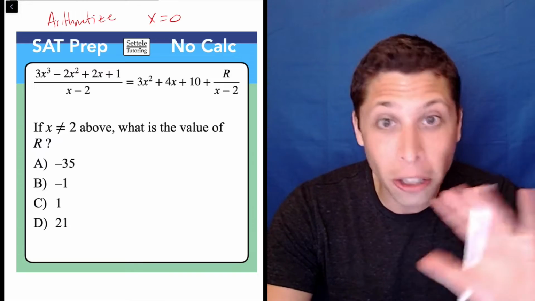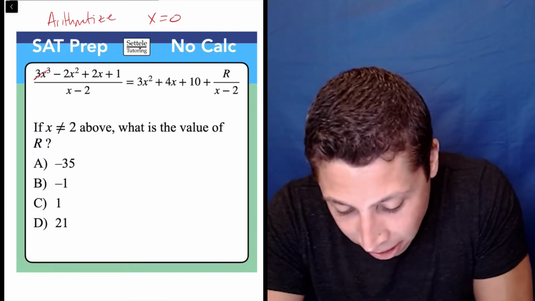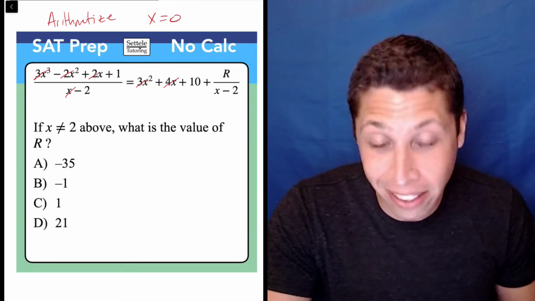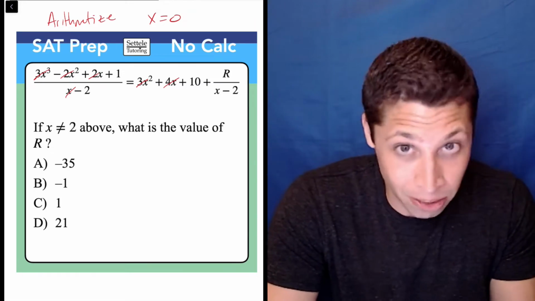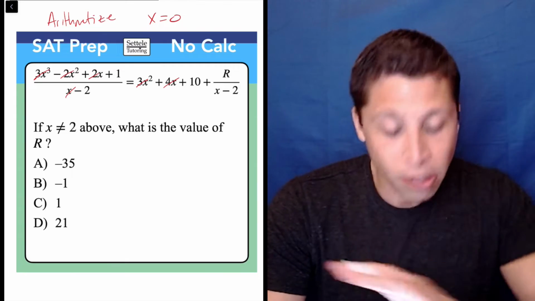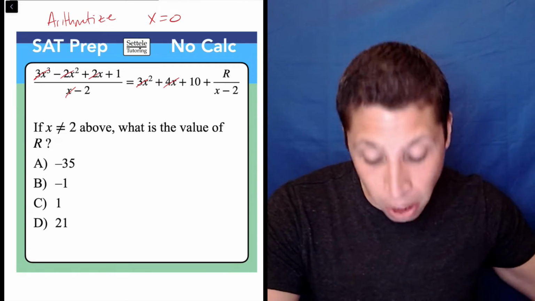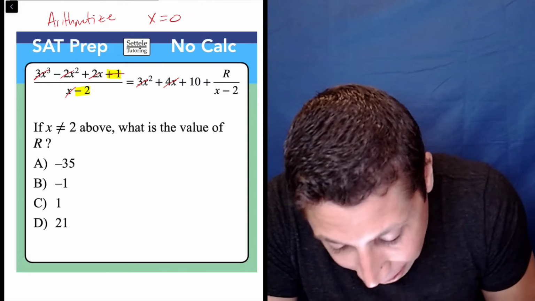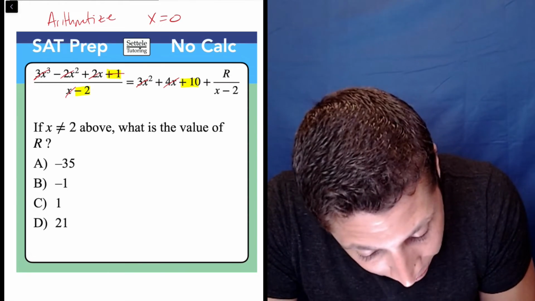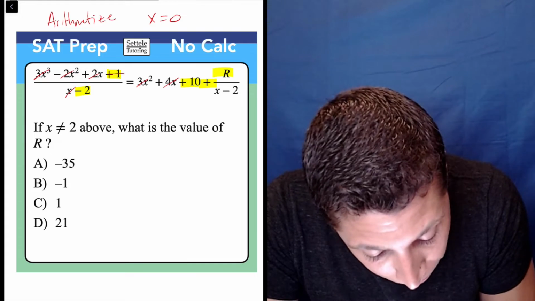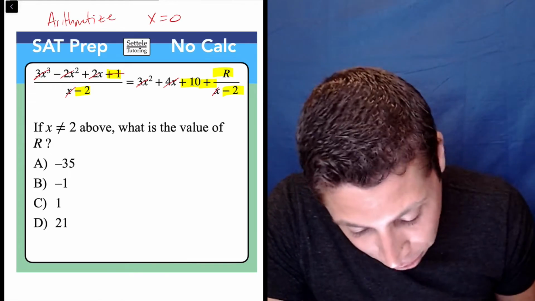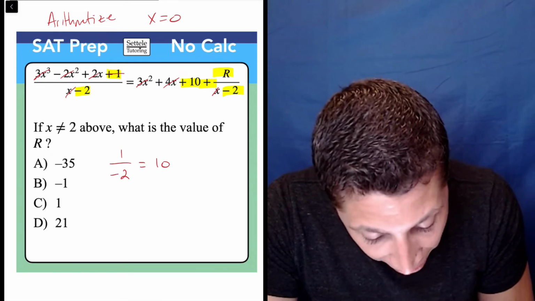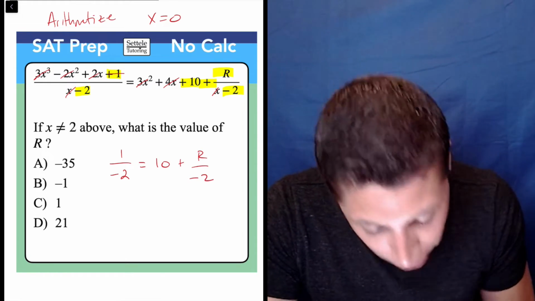So any term that has an x is now going to disappear, right? This goes away, this goes away, this goes away, this goes away, this goes away, this goes away, right? Because 0 times 4 is going to be 0, so the 4x is going to disappear. So when all of that arithmetizing is done, we are going to be left with 1 over negative 2 equals 10 plus r over, and I forgot to cross out one of the x's, negative 2. So let me just rewrite that. 1 over negative 2 is equal to 10 plus r over negative 2.